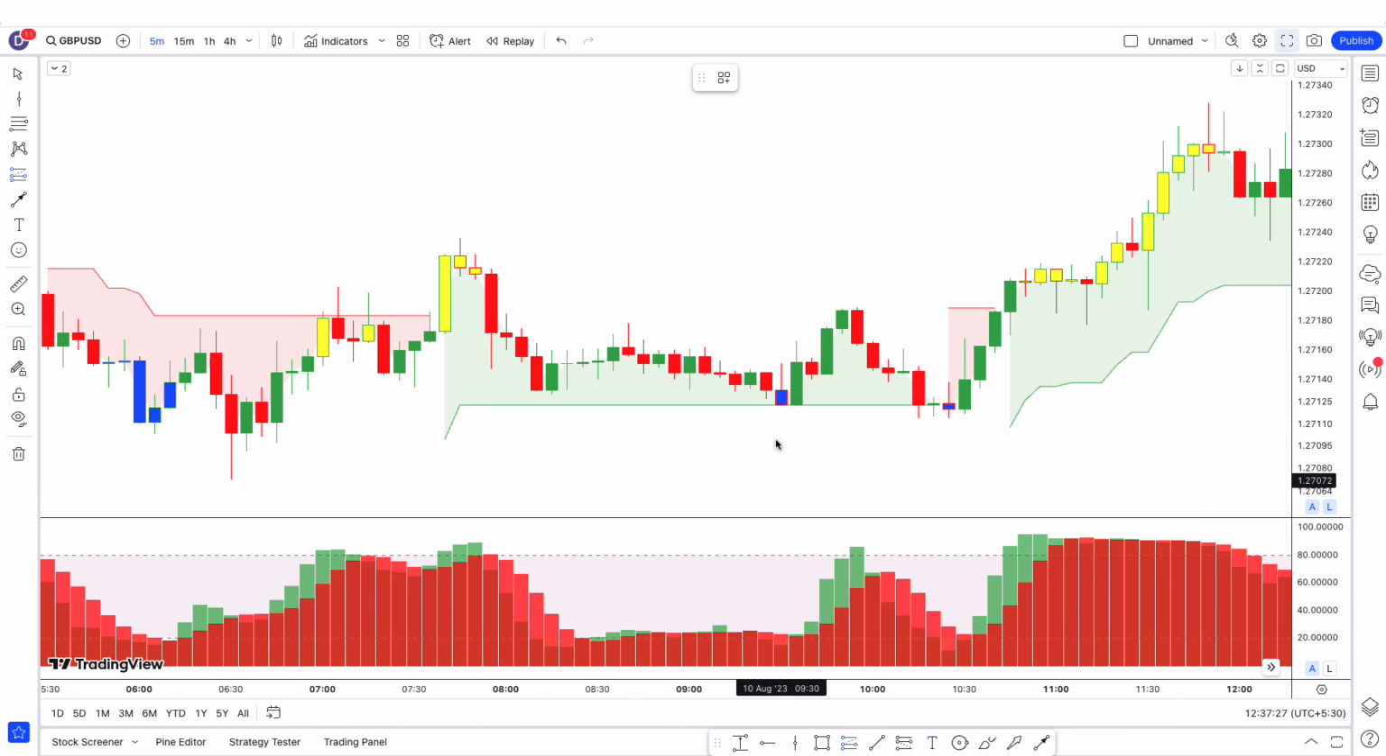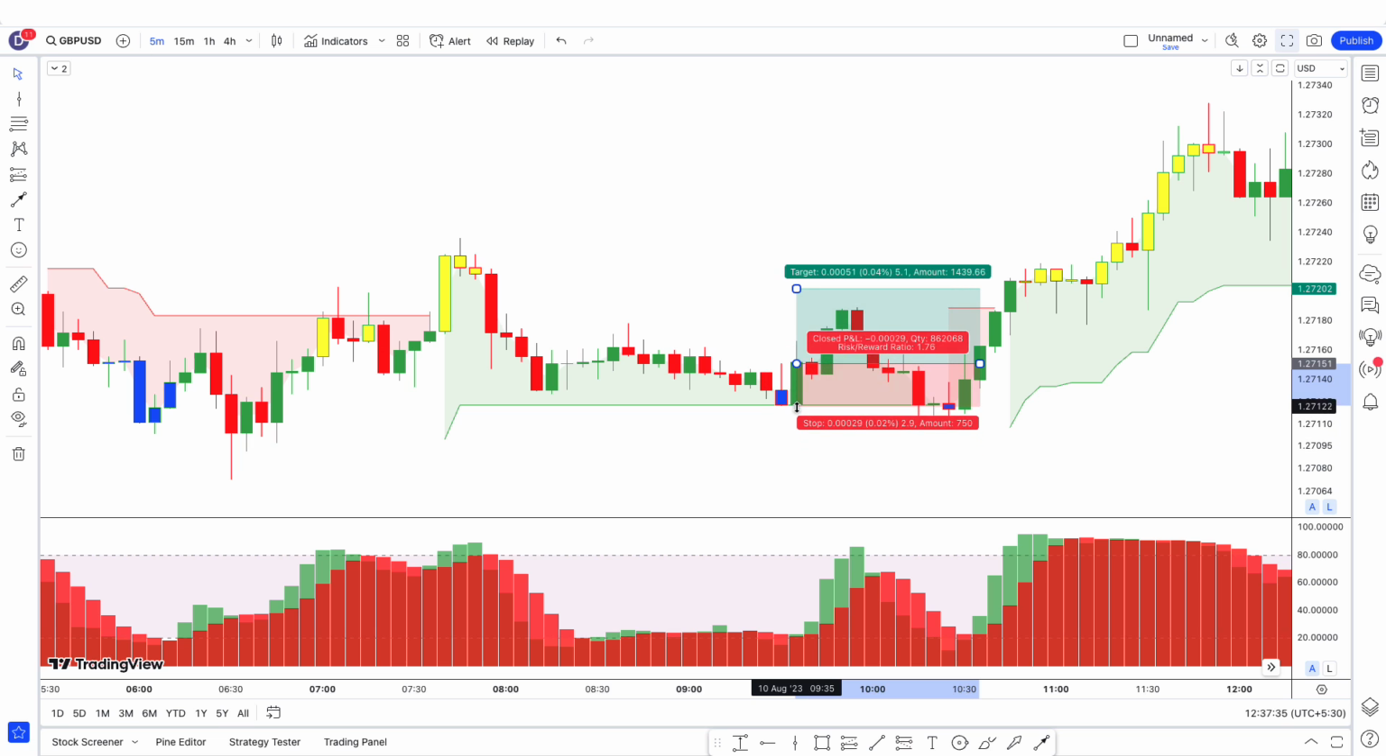For example, here we see a white signal candle, and this candle was followed by a green candle above the super trend indicator. When checking the slow stochastic indicator, we find that the bar opposite this candle is green, so this is the entry candle that we would use to enter a buy position.